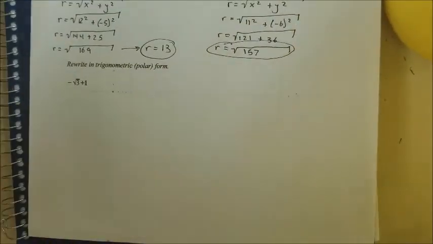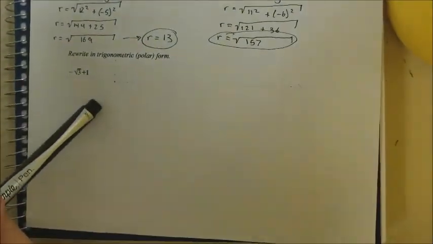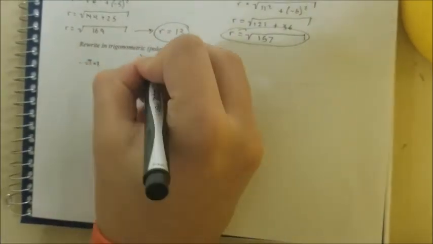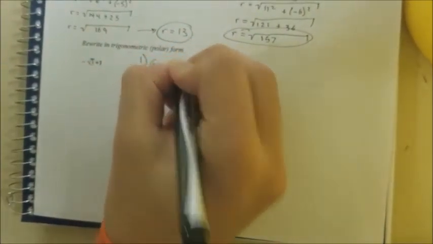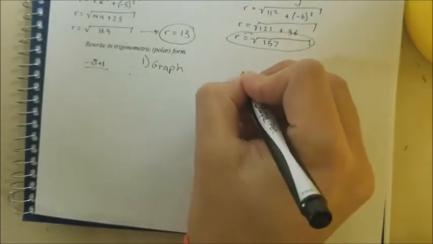So rewrite in trigonometric or polar form. So from the video notes, we had the 3 steps. So step 1 was to graph it as it is in rectangular form. So let's just draw that graph here.